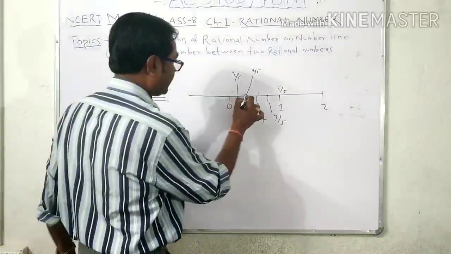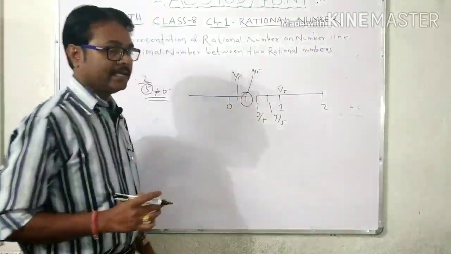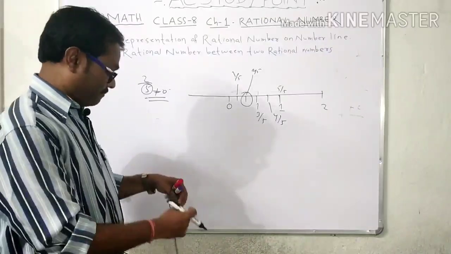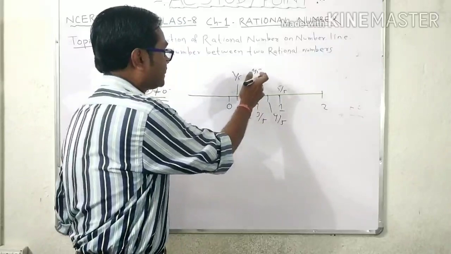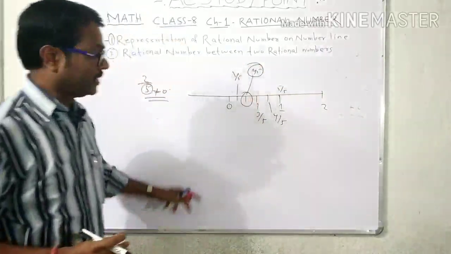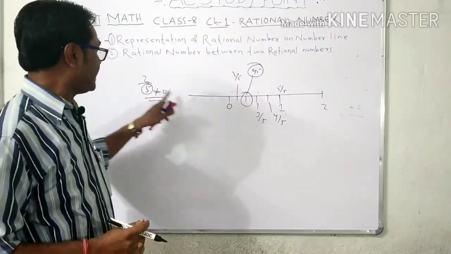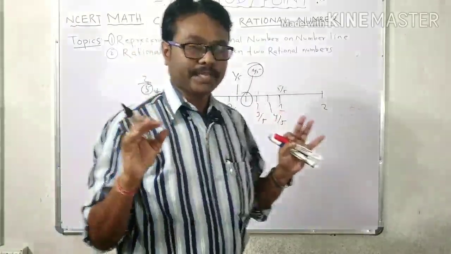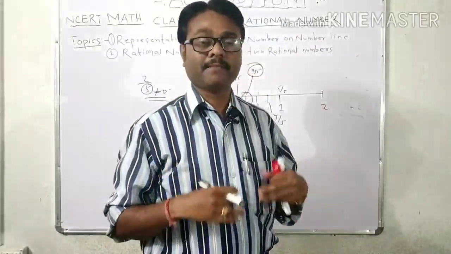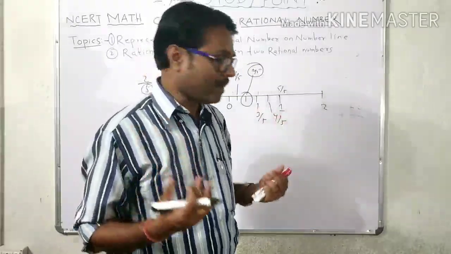So this is the point, which implies 2 by 5. This is the point which is nothing but 2 by 5. So in this way we can represent any rational number on the number line. Here the question arises: if the rational number is in the negative form, then what will we do?